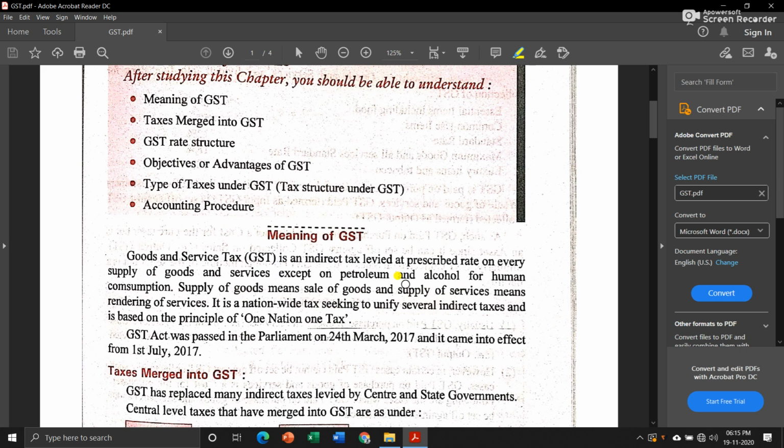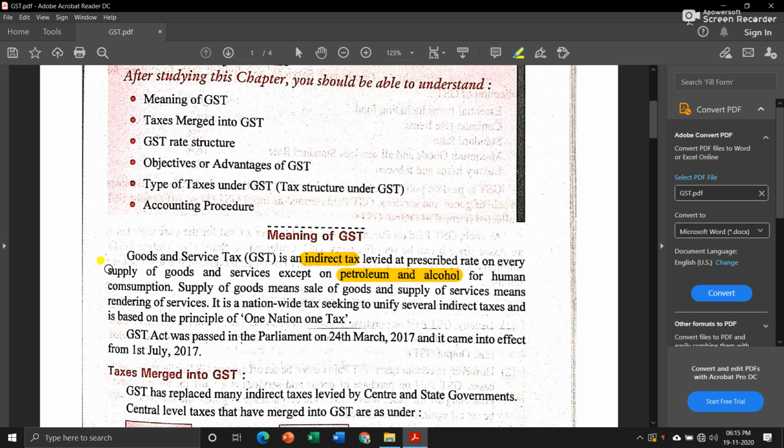So first let us see what is the meaning of GST. The full form of GST is goods and services tax. It is an indirect tax levied at a prescribed rate on every supply of goods and services except for petroleum and alcohol for human consumption. Indirect tax means it is indirectly taken from us by the government. An example of direct tax is income tax, which we directly pay to the government, but indirect tax is GST. We pay GST whenever we purchase any goods or services except for petroleum or alcohol for human consumption.